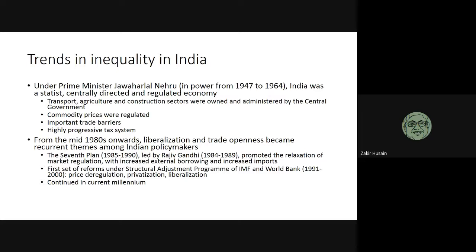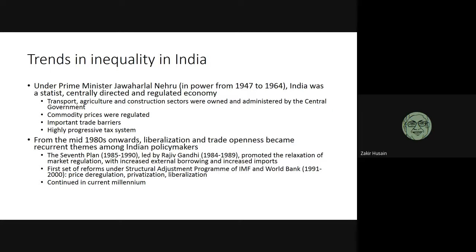So the central government played a very strong role in agriculture. The transport and construction sectors were by and large under state control. Commodity prices were regulated. The economy was protected by trade barriers. You had import quotas, you had import duties, and the tax system was highly progressive.